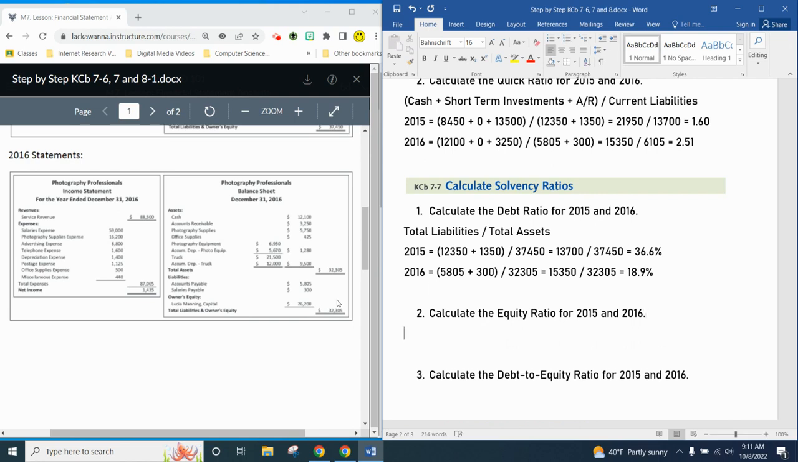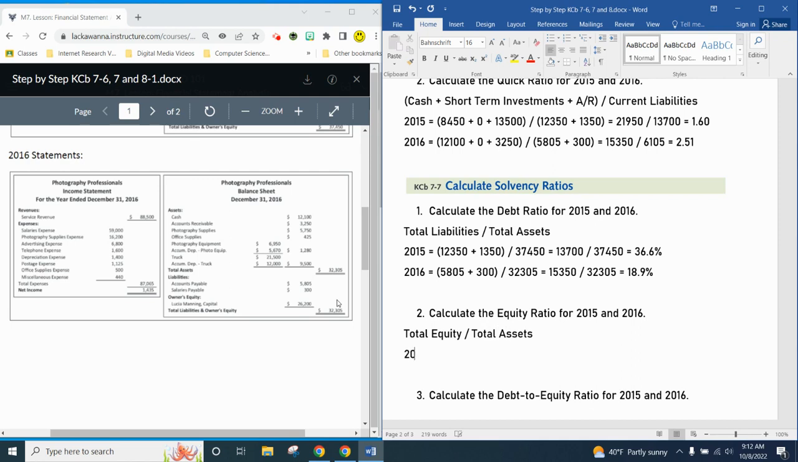Okay, our equity ratio is solved by doing total equity divided by our total assets. Okay, so for 2015, my total equity is going to come from my capital. So it's going to be this 23,750 divided by 37,450, my total assets. And that gives me 63.4%.